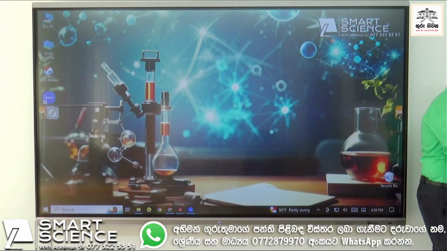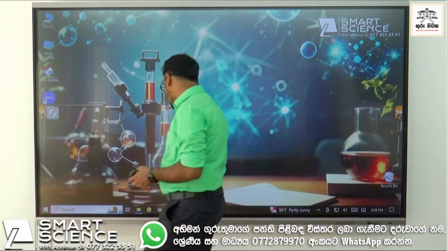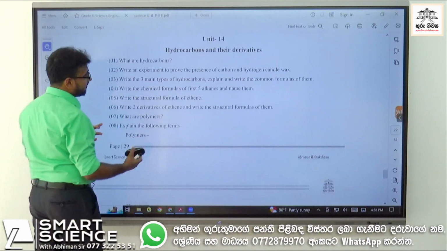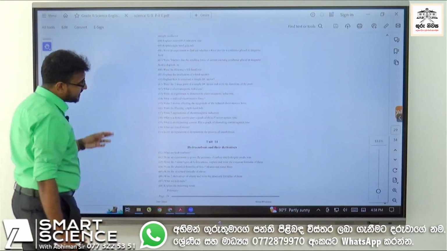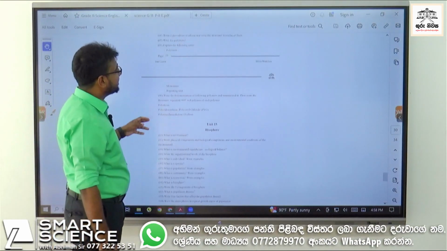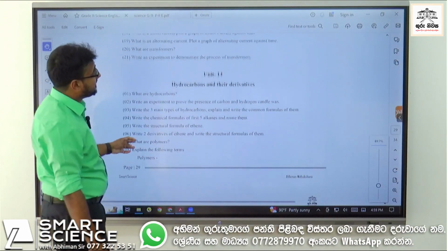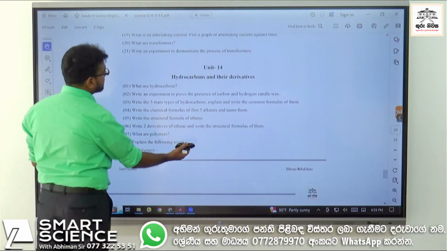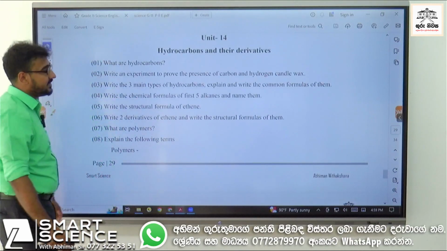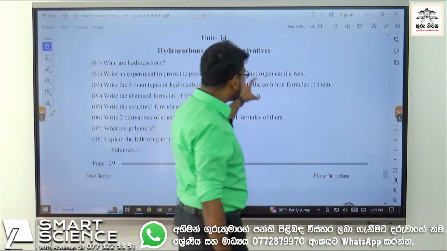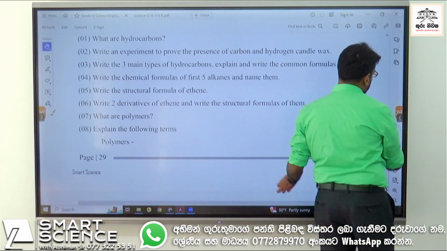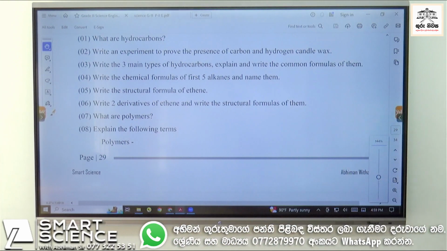So 2023 English medium revision class, we are going to revise a new lesson. Everyone, the topic, I think nothing to write today, but we can write the one of the formation, right? Unit 14 revision, hydrocarbons and their derivatives. Hydrocarbon සහ ඒවායේ ව්‍යුත්පන්න derivatives.